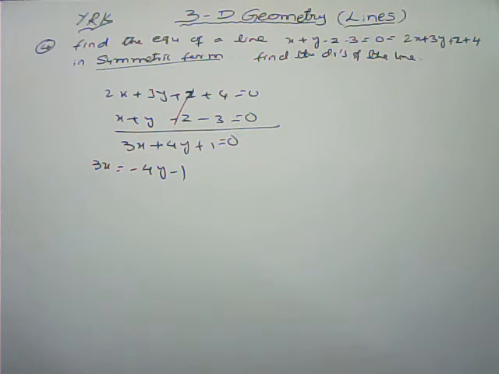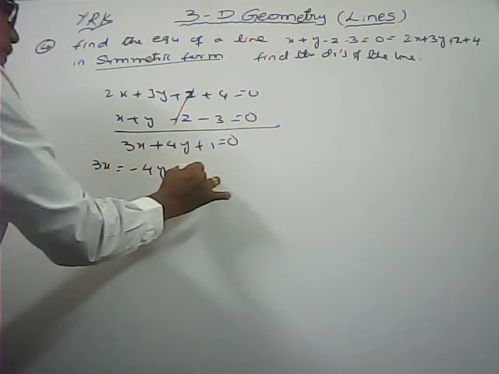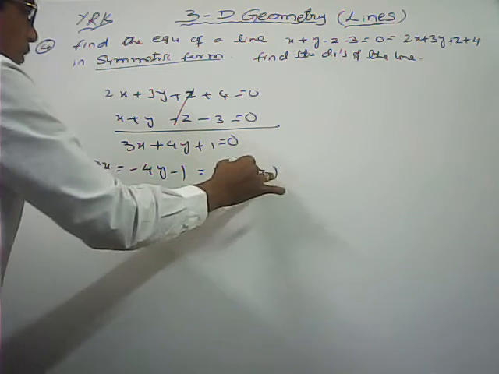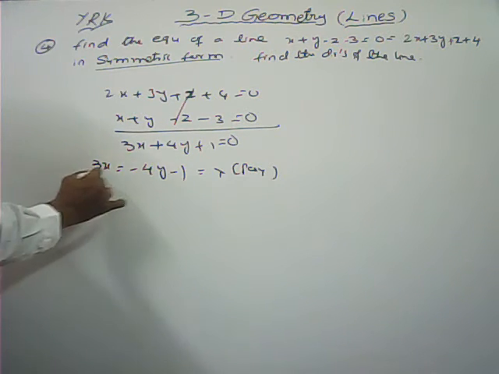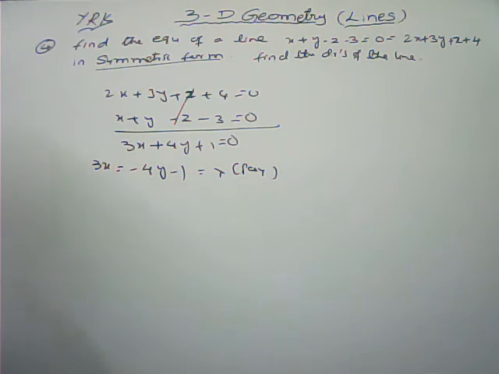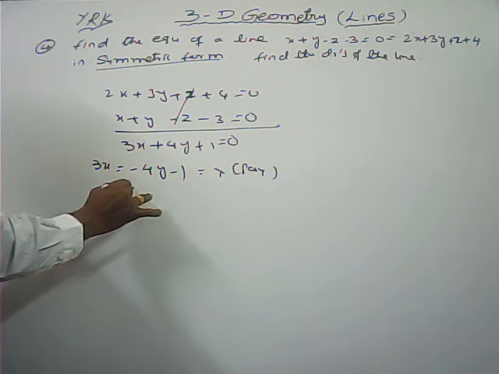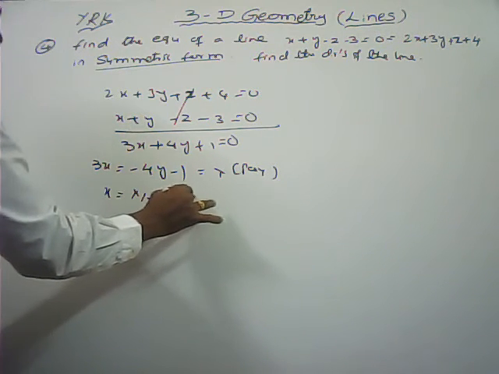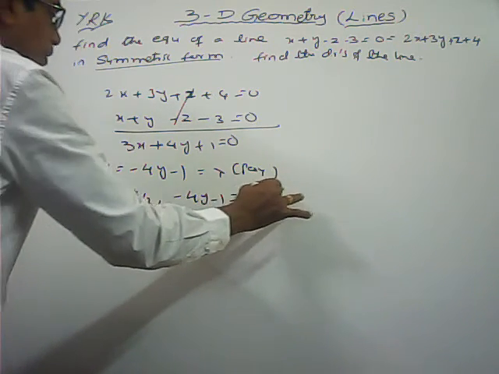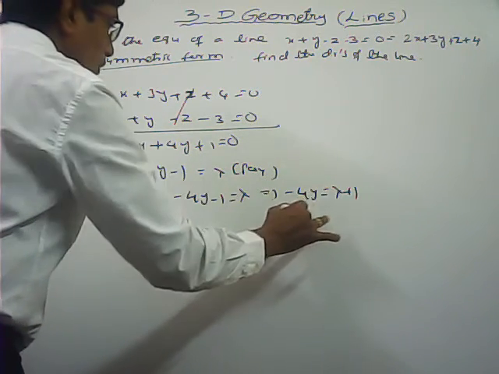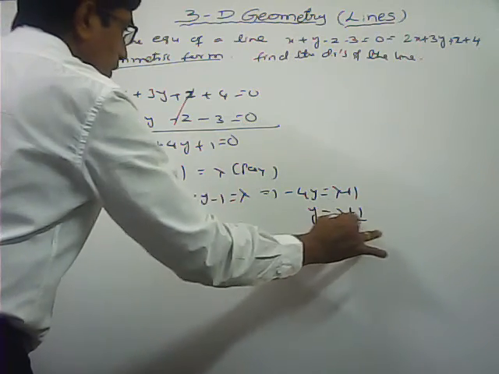Otherwise here we can write either that one or 3x plus 1 is equal to minus 4y, anything we can write. Now here what we got, 3x plus 4y plus 1 equals 0. After that I have written 3x is equal to minus 4y minus 1. These two are equated to lambda, some parameter. Now equating these two, I got x in terms of lambda: x equals lambda by 3, and minus 4y minus 1 equals lambda, so minus 4y equals lambda plus 1, y equals lambda plus 1 by minus 4.